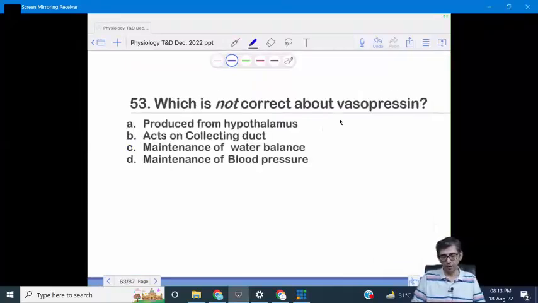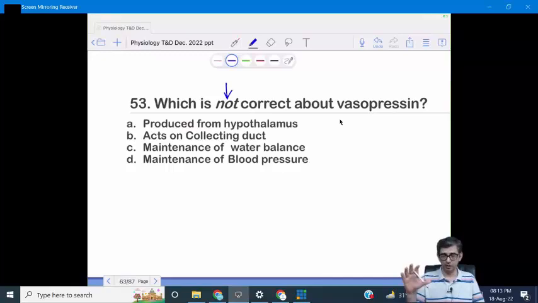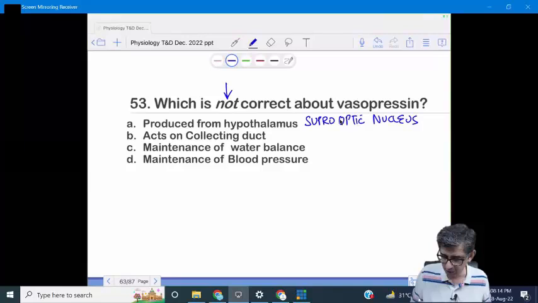Okay. Moving to question number 53, which of the following is not correct about vasopressin? Vasopressin is the main regulator with respect to water balance in the body. So vasopressin is produced from the hypothalamus. So this is correct because we read that it is secreted from the posterior pituitary, but where is it made? It is formed in the supraoptic nucleus of the hypothalamus. So option A is correct.